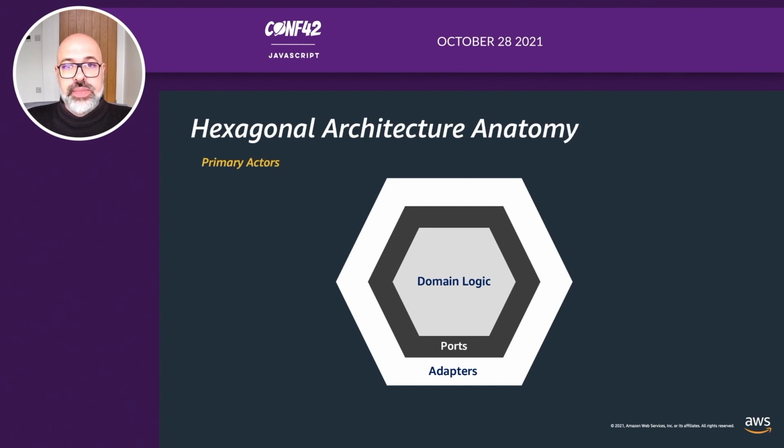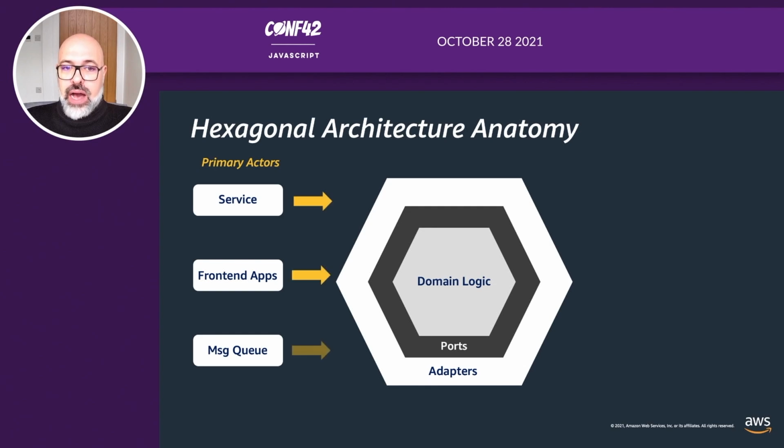For instance, we have primary actors usually that are the actors that are interacting directly with a Lambda in this case, but in the Hexagonal architecture. It could be, I don't know, another service, it could be a front-end application, it could be a queue. And all of these are primary actors because they are the ones that are triggering, in this case, our Lambda and forcing it to do something.